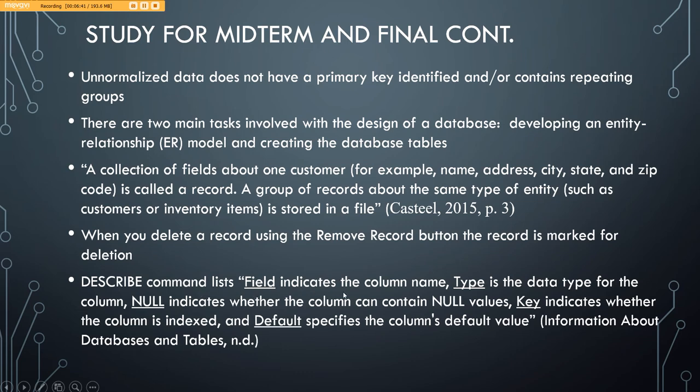The DESCRIBE command lists: Field indicates the column name. Type is the data type for the column. Null indicates whether the column can contain null values. Key indicates whether the column is indexed. And Default specifies the column's default value.